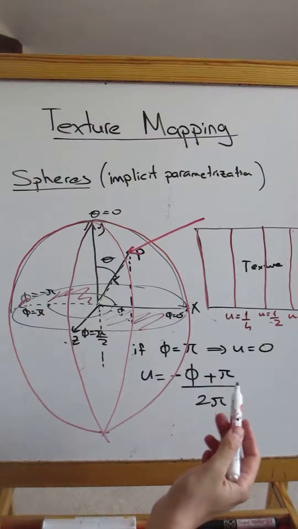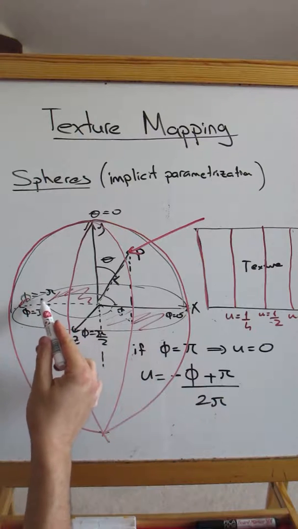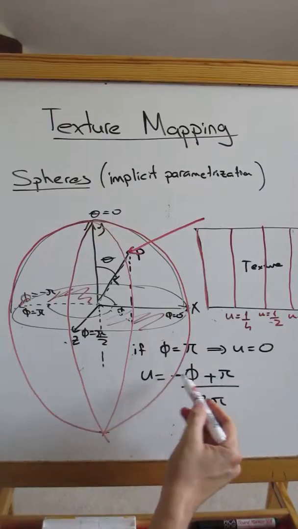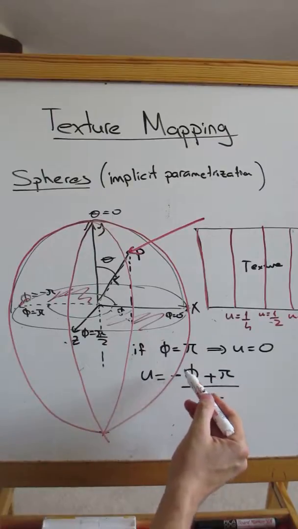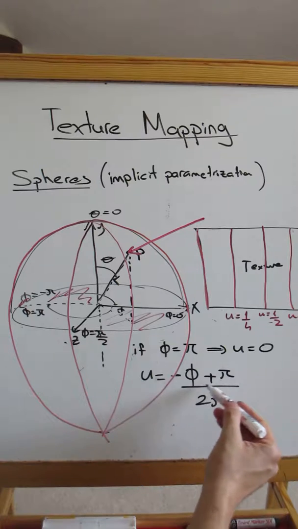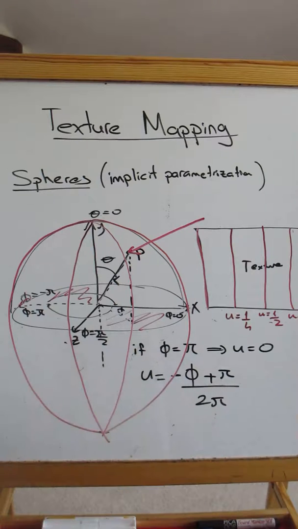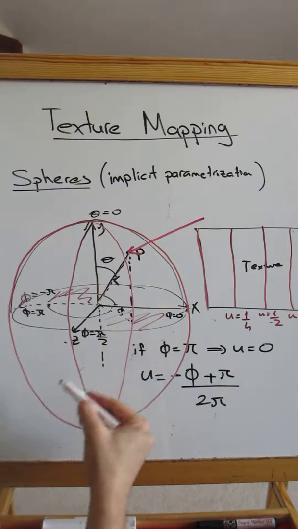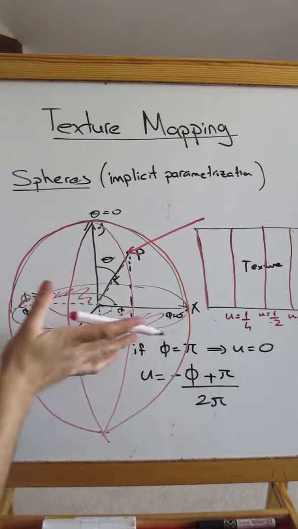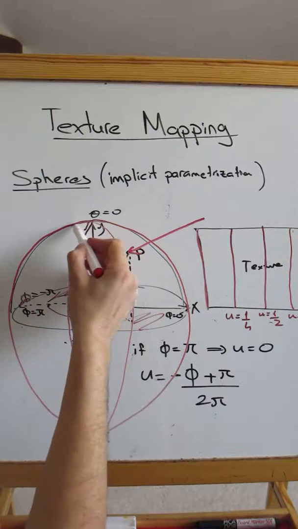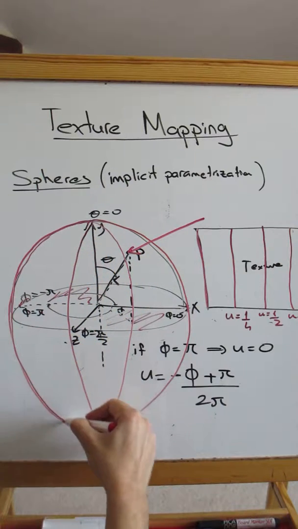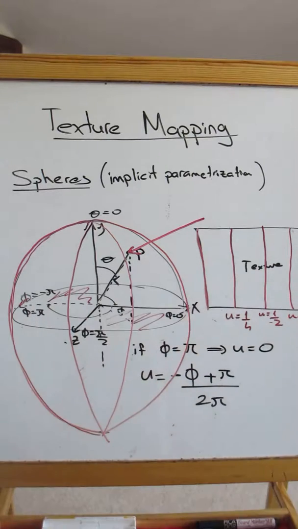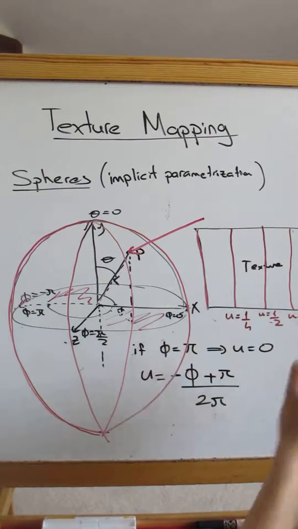So when phi becomes minus pi, we have completely wrapped around. This is going to be minus pi minus minus pi, which will be plus pi, so 2 pi, and 2 pi divided by 2 pi is going to be 1. So when you completely wrap around this part of the sphere, we are going to map this column from the texture. Okay, so for this, u is going to be 1.